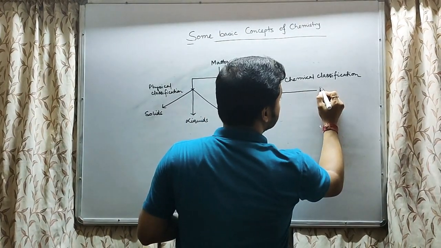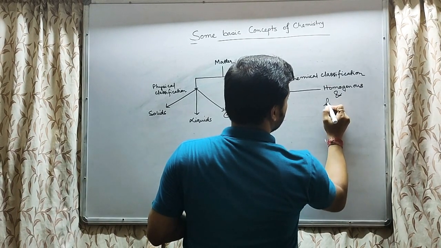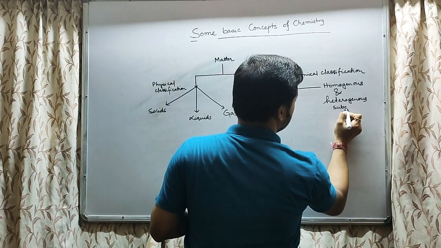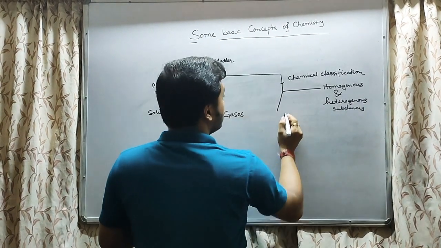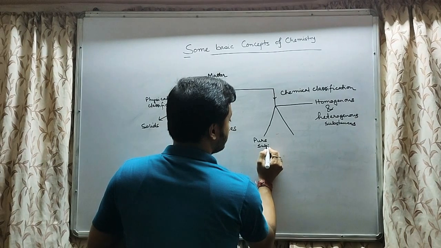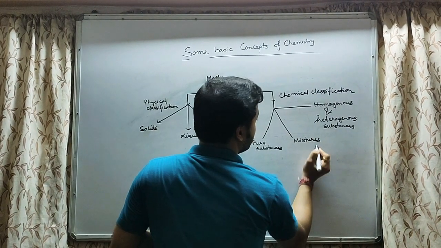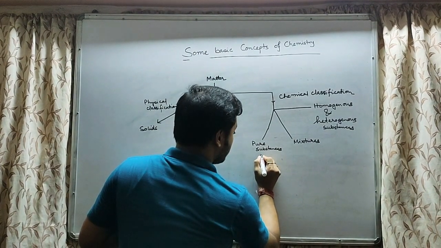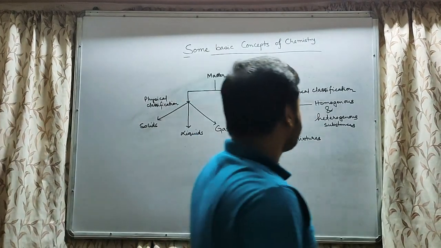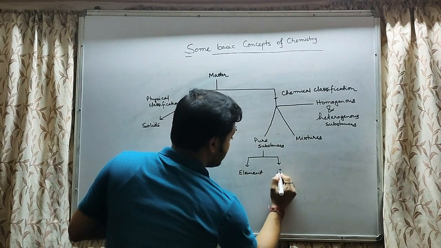We have homogeneous and now we have here pure substances, here we have mixtures. Now, pure substance can be divided again into two categories. One is element, another one is compound.